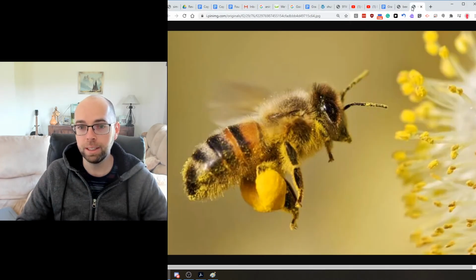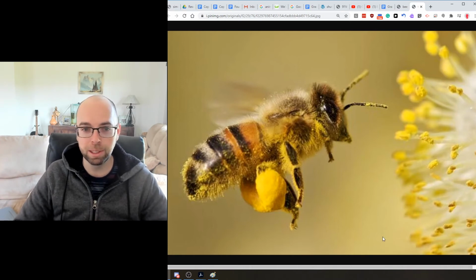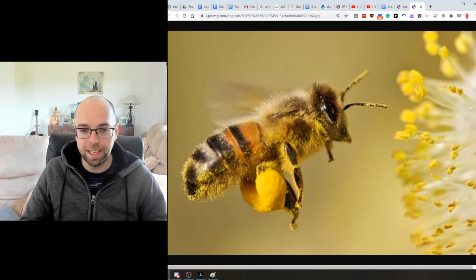Right, here it is. Here we go. Here we've got a cute little bee, and you can see his back leg. See, we've got the abdomen here, the thorax, the head, antenna, all the parts of the bee that we're just learning about. And on its legs, we have these pollen sacs.